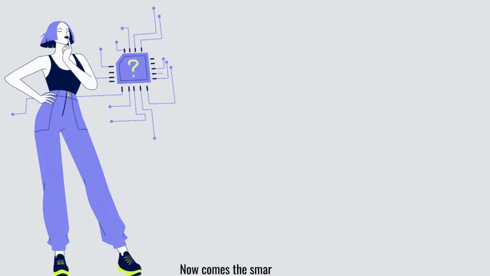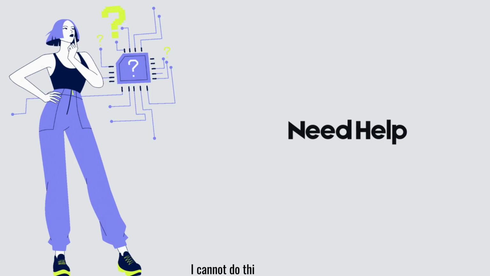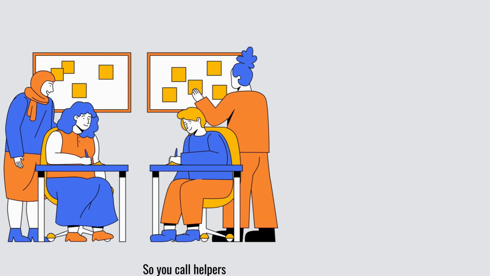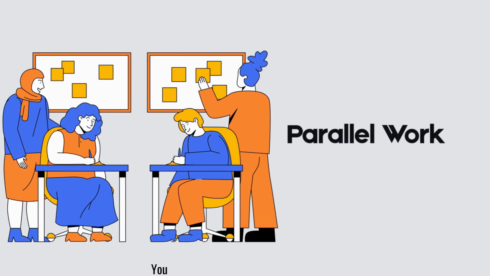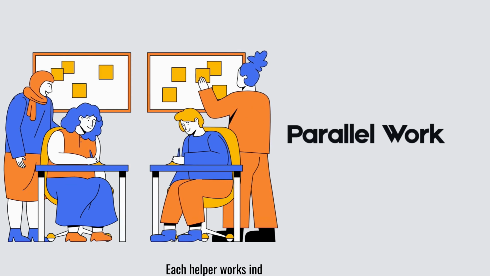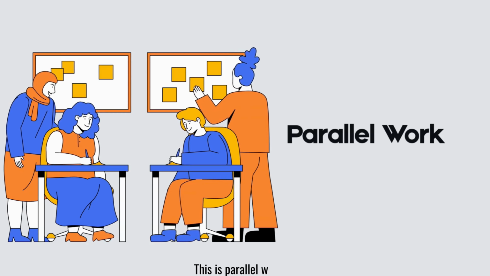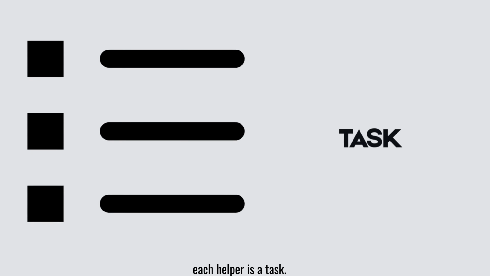Now comes the smart part. You look at the crowd and realize, I cannot do this alone. So you call helpers. You handle this section. You take that side. You work over there. Each helper works independently. At the same time, this is parallel work. In Spark terms, each helper is a task.